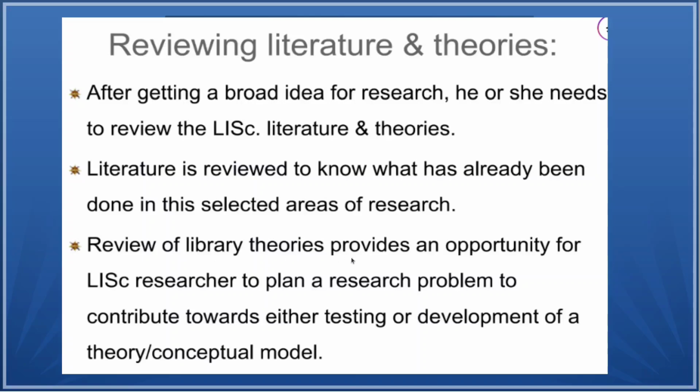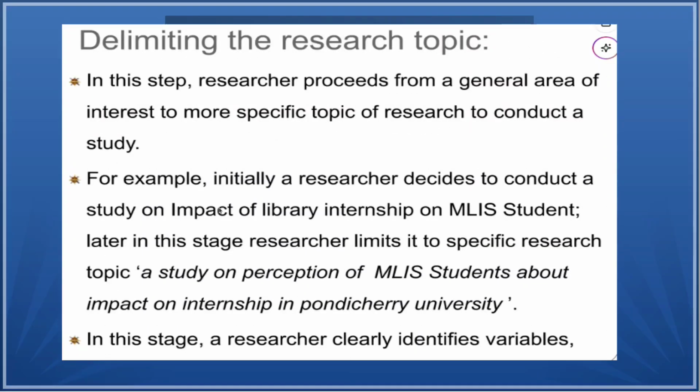Then review library theories: what theories are present related to that library and information sciences topic. That research is to plan a research problem to contribute towards either testing or development of a new theory or conceptual model. Next step is delimiting the research topic. In this step, the researcher proceeds from a general area to the area of interest. You select a topic, but specifically in that topic, what exactly do you want to find out. From a general to a specific topic of research to conduct a study.